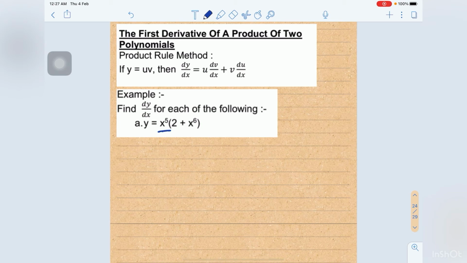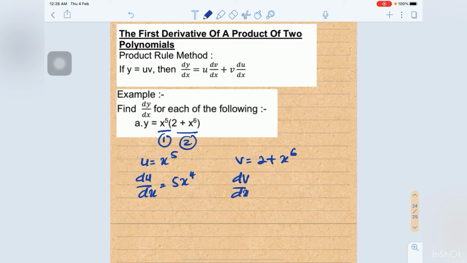Here we have two polynomials, the first one and the second one. To solve this one, actually we can use another method, but now I'm going to show you how to find the first derivative by using the product rule method. So let's say u equals x⁵. We have u in terms of x, we differentiate and get du/dx equals 5x⁴. v is 2 plus x⁶, so dv/dx equals 6x⁵.